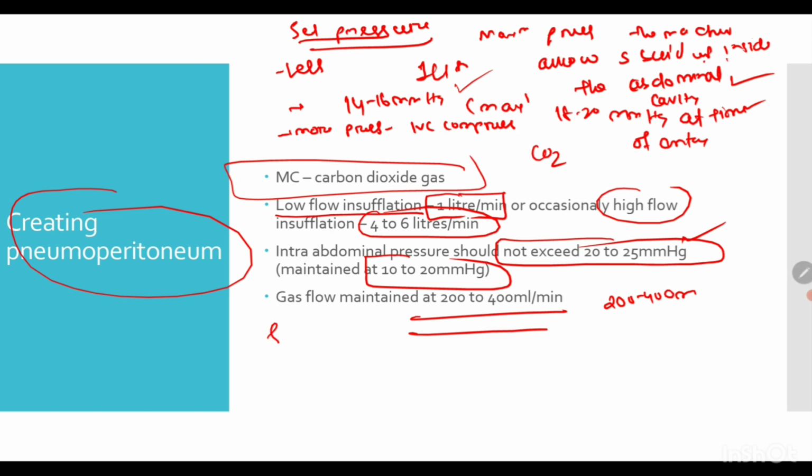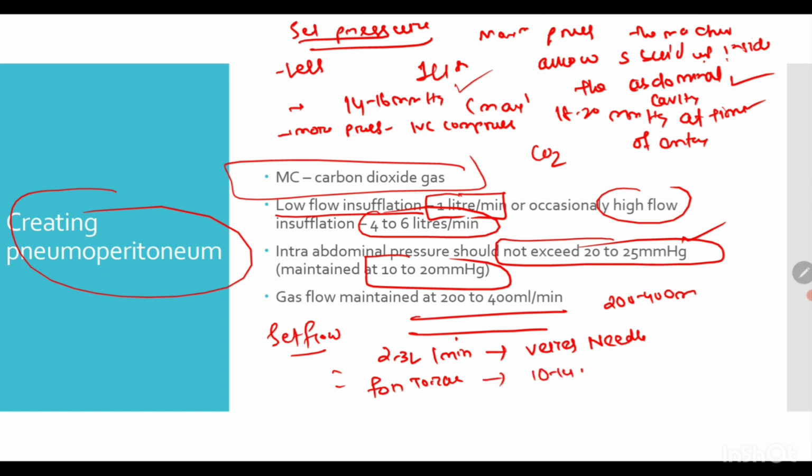Then what is the set flow? The set flow for the Veress needle is 2 to 3 liters per minute, because you can see the Veress needle is very thin, so you have to give 2 to 3 liters per minute. For the trocar you have to give more, that is 10 to 14 liters per minute. Okay, then actual pressure, but this is the set pressure.